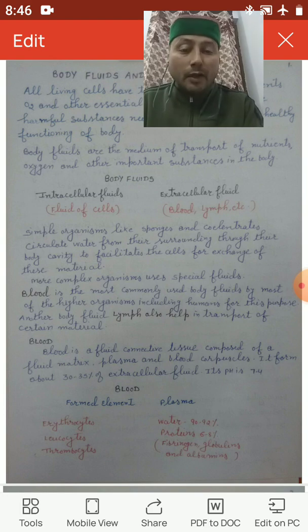So first we will talk about blood. Blood is a fluid connective tissue. Why do we call it a fluid connective tissue? You know it, because the matrix, the ground substance of which it is made, is actually liquid. That is why it is called a fluid connective tissue.